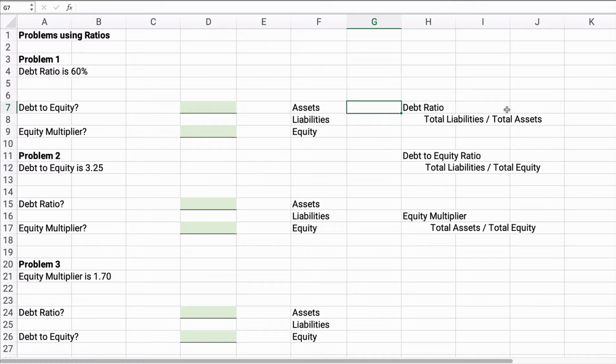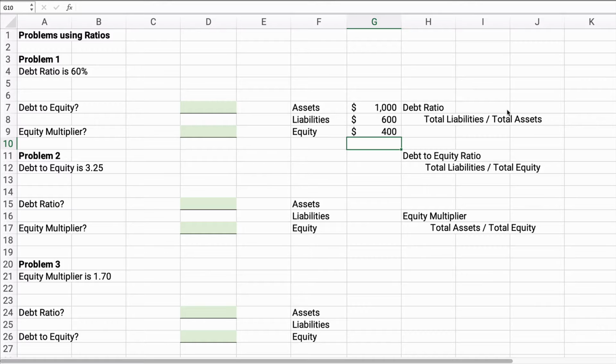So let's say our assets are, let's just pick a number like 1,000. If our assets are 1,000, how much is our liabilities? Well, 60% of that would be 600, and then equity would be 400. Okay, now the important thing is you pick a number and just build ratios based on that.